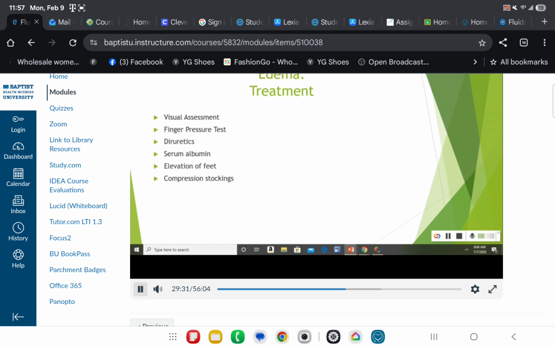But if the serum albumin levels are low, you can give a person albumin, and that will increase their blood colloid osmotic pressure. But measuring that level can give you some insight as to what's going on with the person's liver.